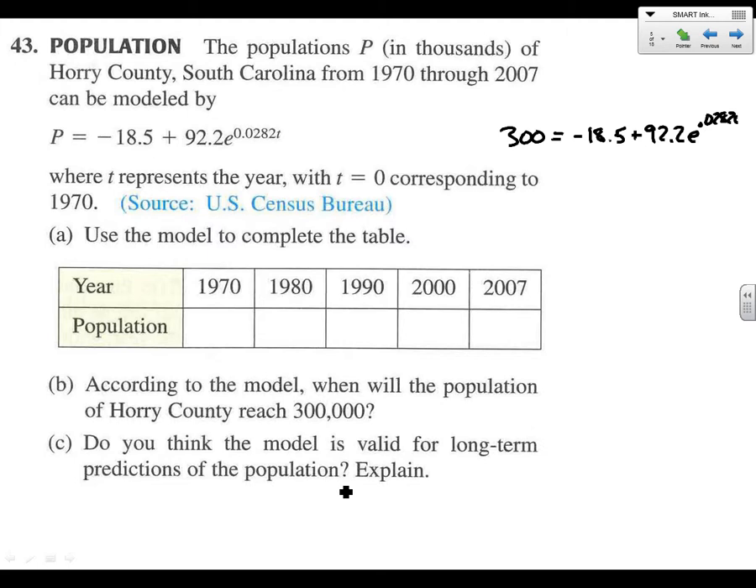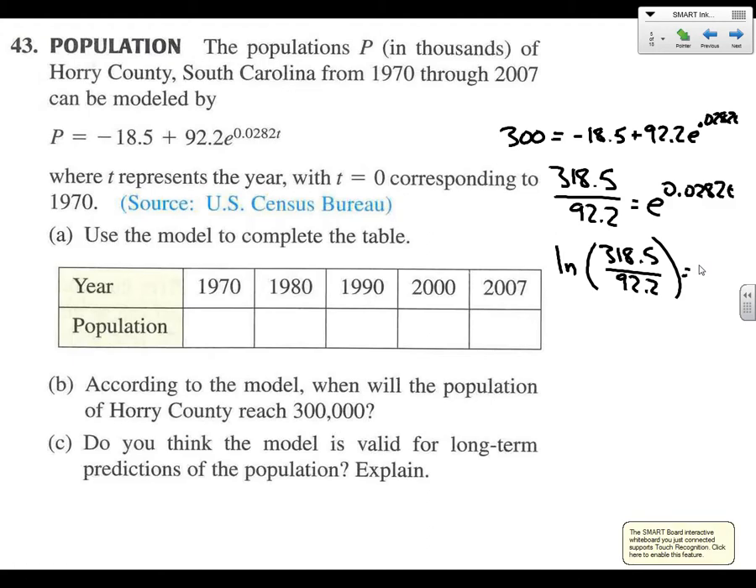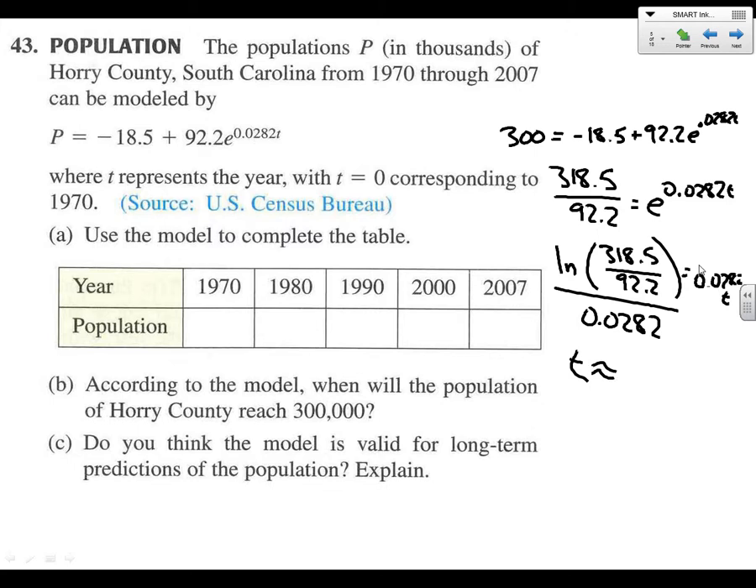All right, so first thing, I'm going to add the 18.5 and get 318.5, and I'm going to divide by 92.2 to get e by itself. All right, and now how do we get e out of there? We're going to take the natural log of both sides. So we'll end up with natural log of 318.5 over 92.2 equals 0.0282, running out of room, t. And so we'll divide both sides by that 0.0282 to get t.